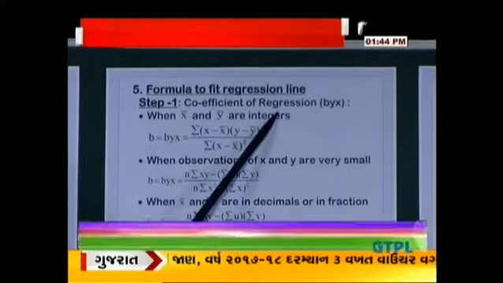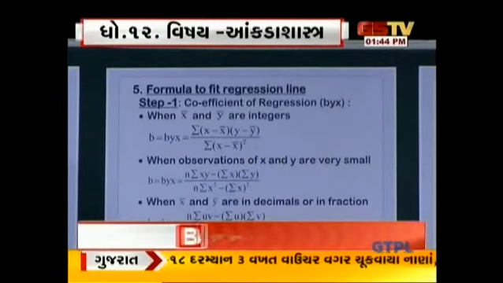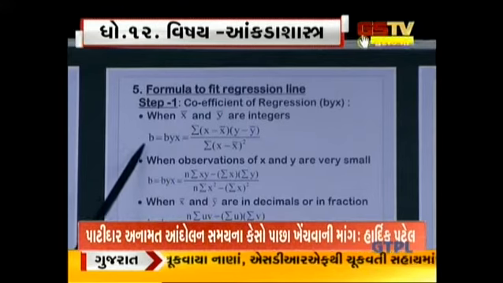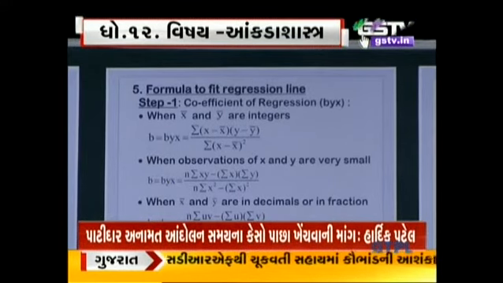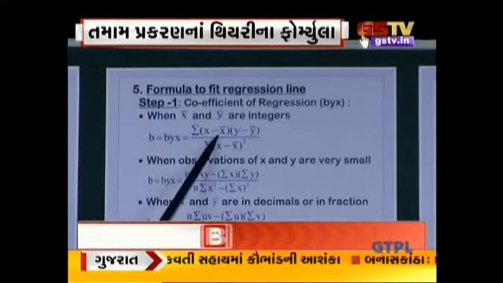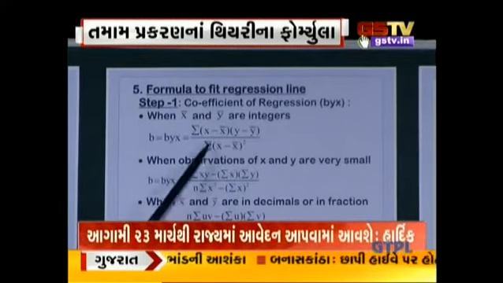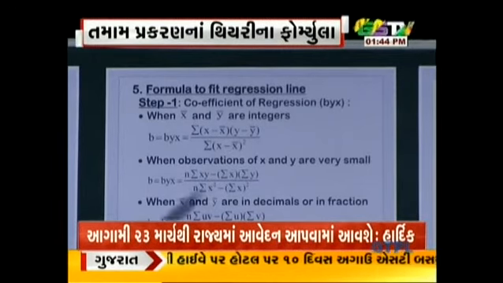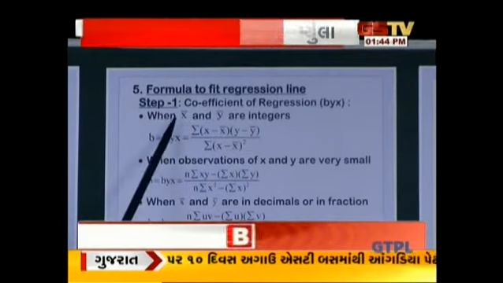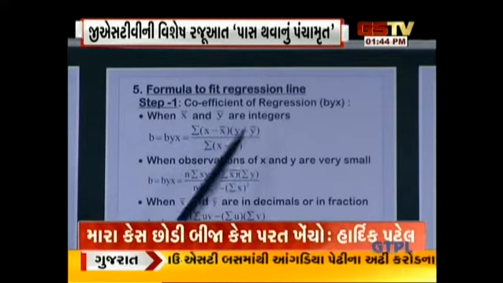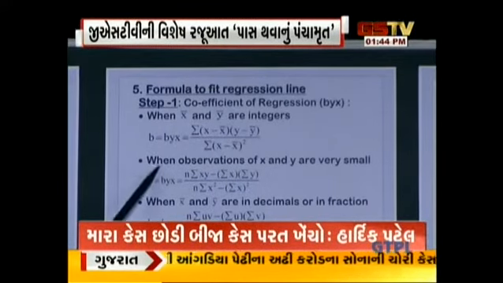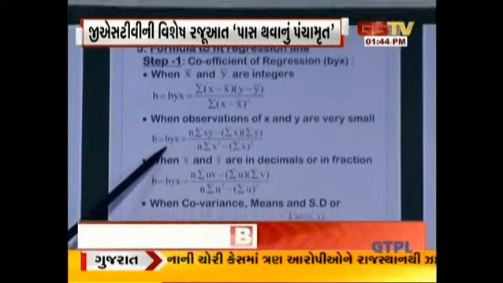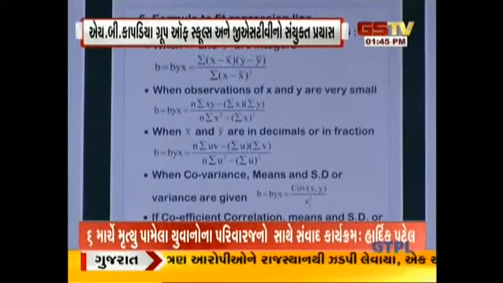Coefficient of regression is denoted as byx, or in brief you can say b. The formula to find b or byx is equal to sigma (x minus x bar) into (y minus y bar) upon sigma (x minus x bar) whole square. This formula is applied where the values of x bar and y bar are integers. But when observations of x and y are very small, then we have to apply this formula, as we have discussed in the second chapter.